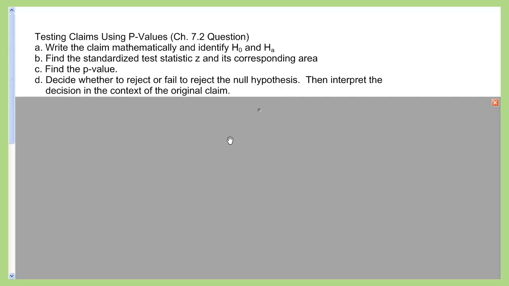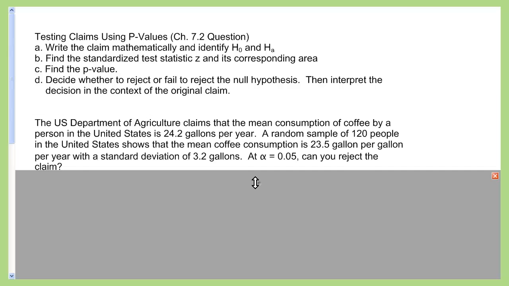Now, all of this can be done on the calculator. If you happen to have one, you can go to MyStatLab, and when you get into it, go down to Tools for Success and find Chapter 7.2, and you'll be able to see the instructions for using the calculator for this. But here's your question.